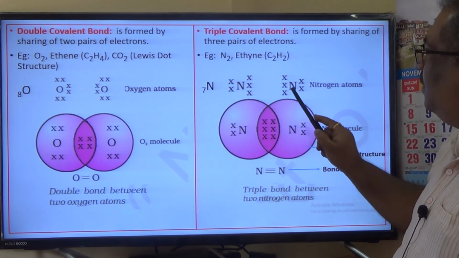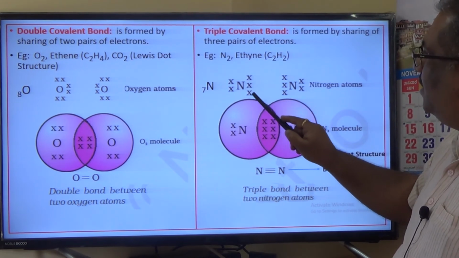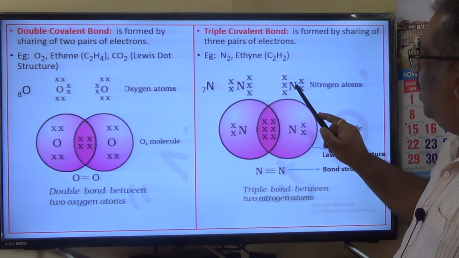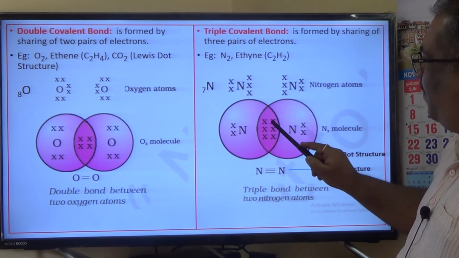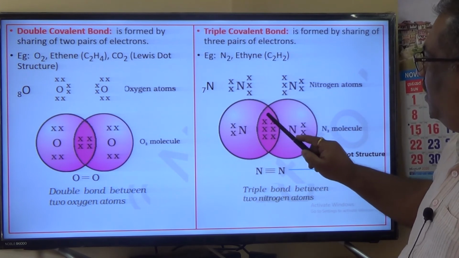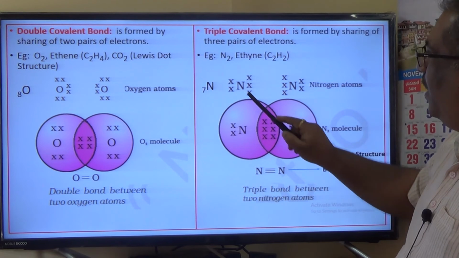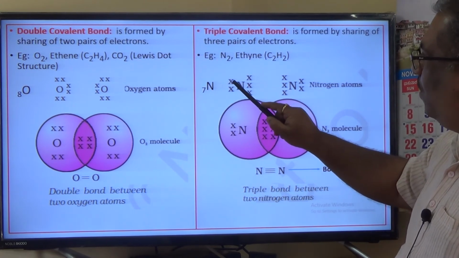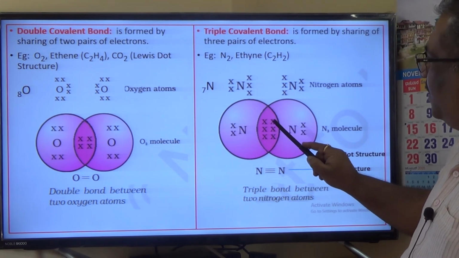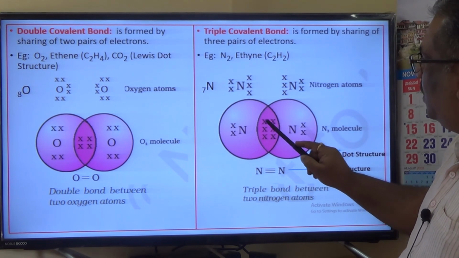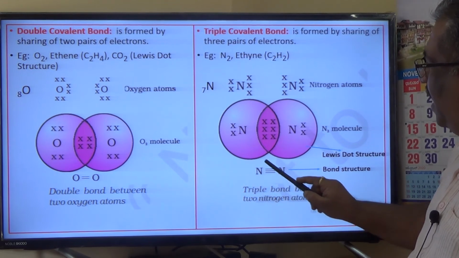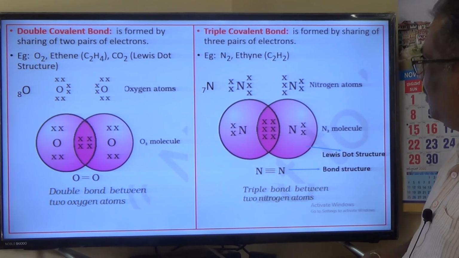How will these 2 atoms combine? These 3 electrons of this nitrogen atom will be shared with these 3 electrons of the other nitrogen atom to form a triple covalent bond. 3 pairs are there: first pair, second pair, third pair. So 3 pairs of shared electrons are there, and the non-shared electrons, which are also called lone pairs, are these 2 and these 2. Each shared pair is represented by 1 line, called 1 bond. So 3 shared pairs and 3 bonds, and therefore between the nitrogens you can find 3 lines here. This is a bond structure and this is a dot structure.